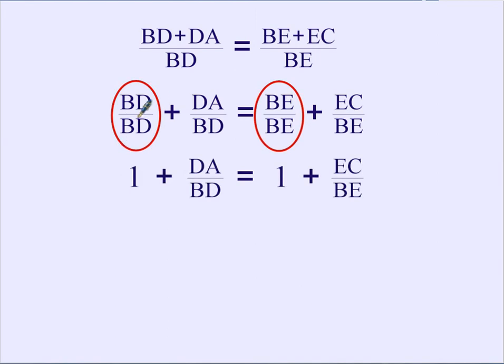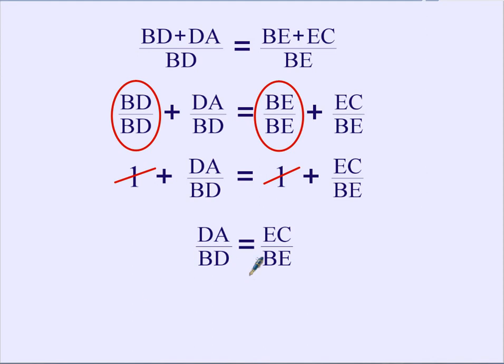And of course, BD over BD is equal to 1, right? Any number over itself is 1. So is BE over BE. Anything over itself is 1. Now, what happens if I were to subtract 1 from both sides? I would be left with DA over BD equals EC over BE.